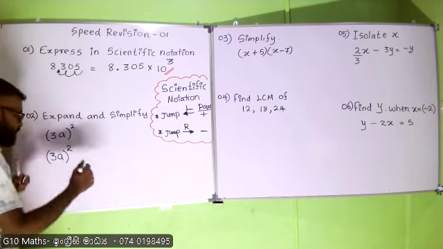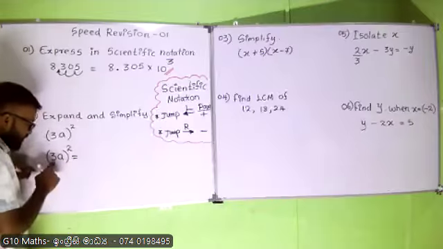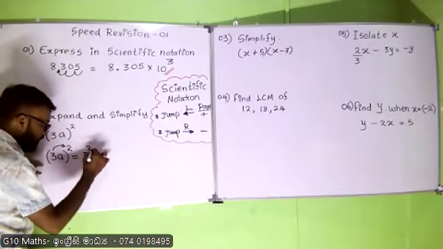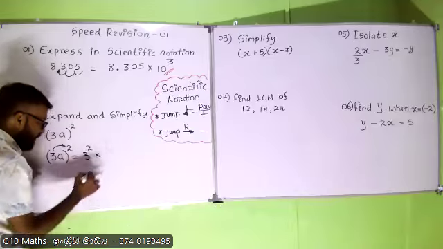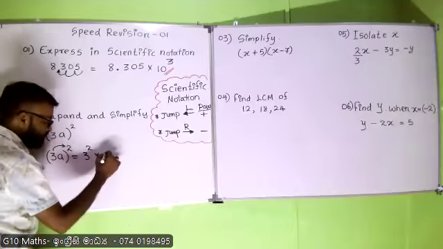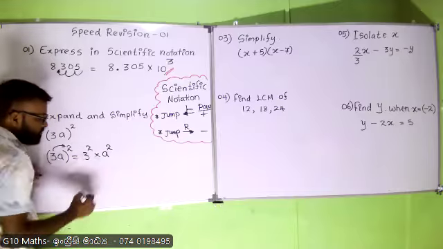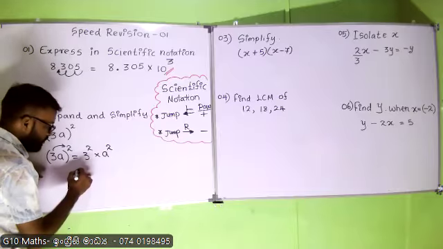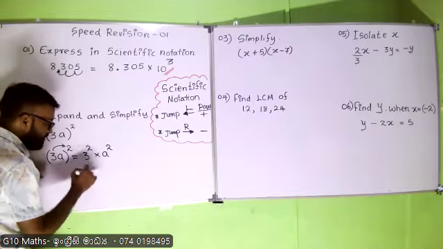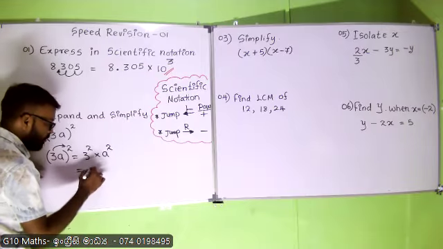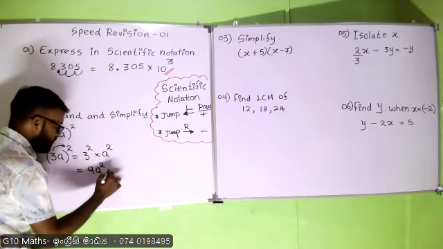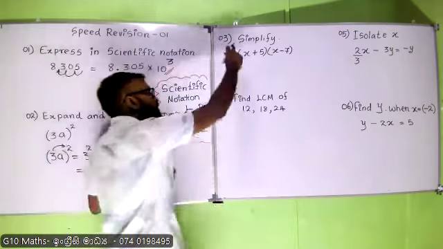So that I can expand it like this: 3 to the power 2 multiplied by a to the power 2. So that you can simplify. 3 to the power 2 is 9, and a to the power 2 stays the same. So your final answer should be 9a to the power 2.